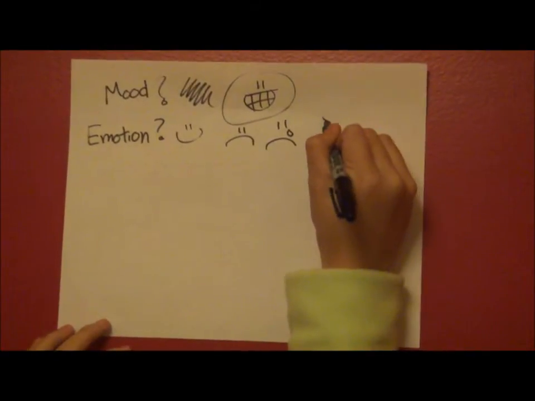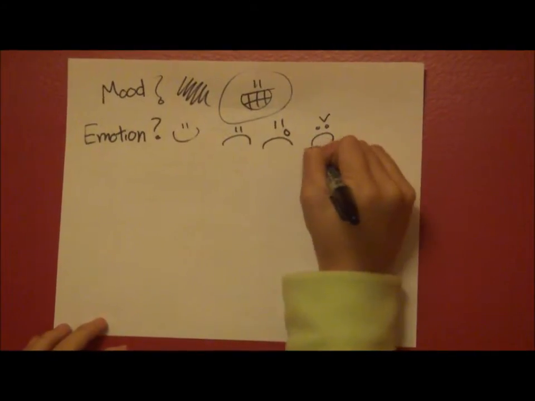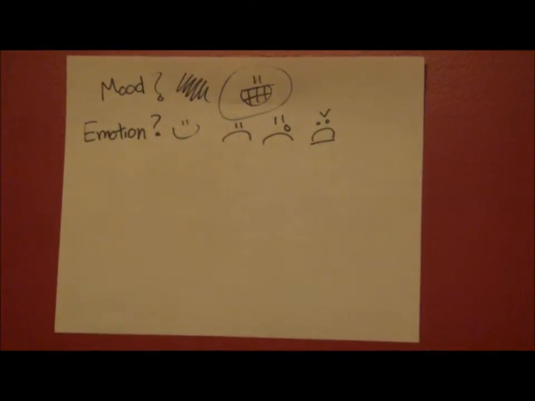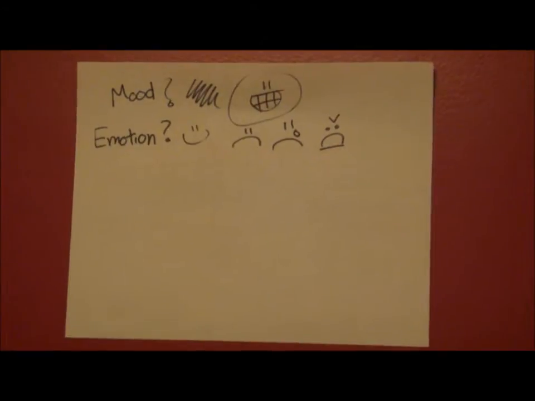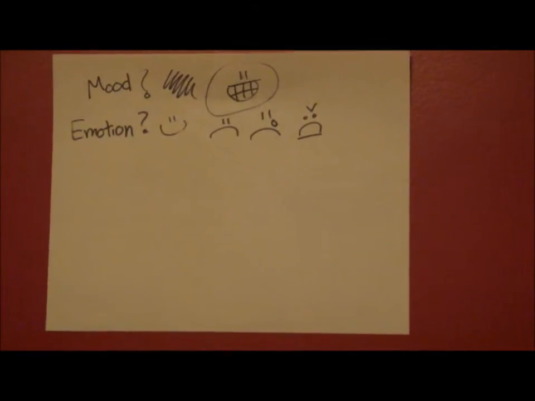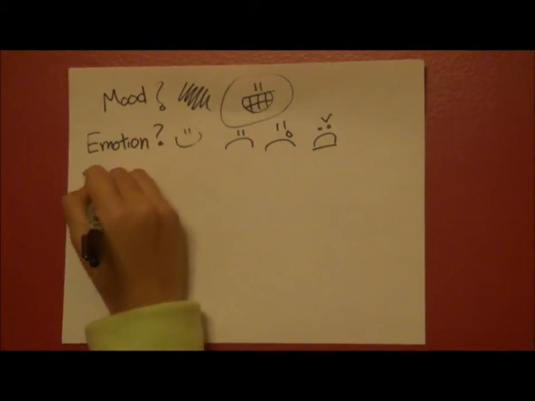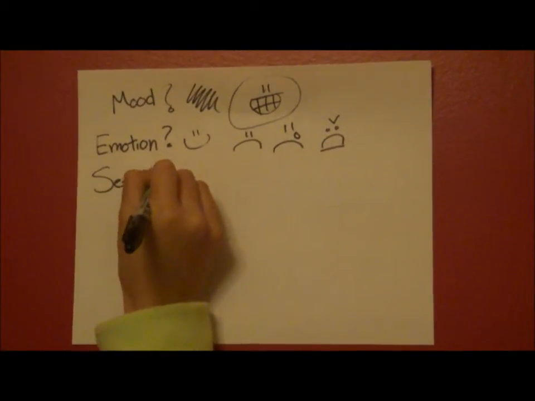Or, you know, it could also be angry, I guess. There's an angry one for you. And of course, you're not limited to the simplest of emotions, but it's the easy ones to portray when you're visualizing. And you can think about where the scene is taking place, like the setting.